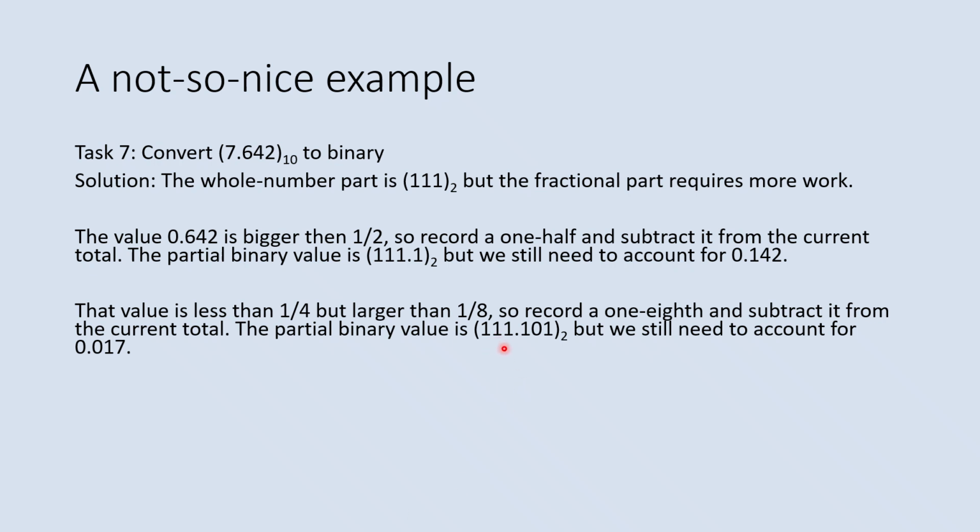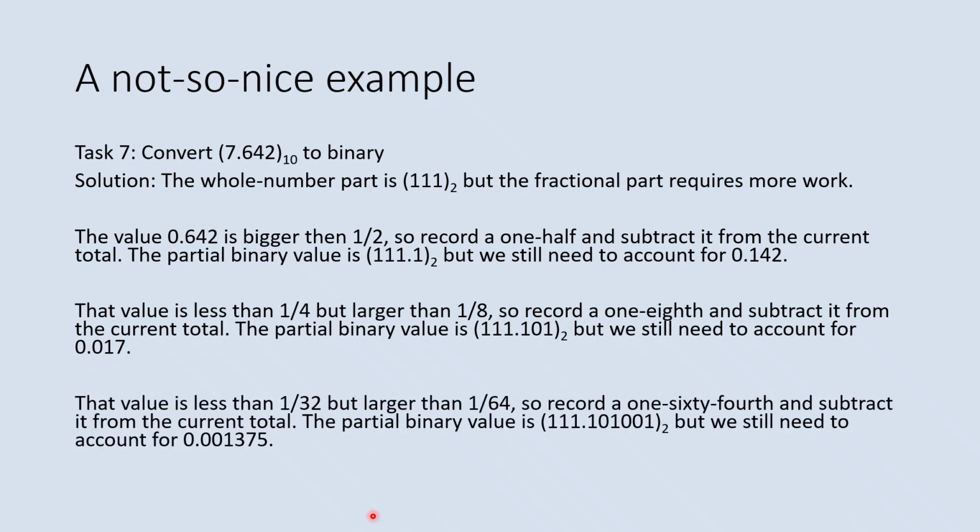So far we have the 7, 111 dot, then we have a half and an eighth, but that doesn't quite get us there. We're not to 7.642 yet. At this point, we've just made it as far as we had in the previous example. We still need to account for this 0.017. We can't pick that part up in the 16th. That's too big. 32nd is too big. But a 64th, there is a 64th in there. So we account for the 64th, we subtract that, and we now have 0.001375 that we have to pick up.